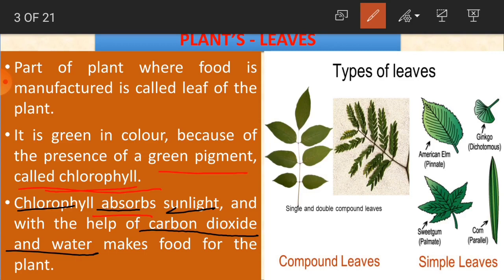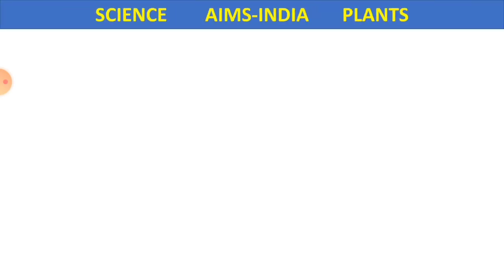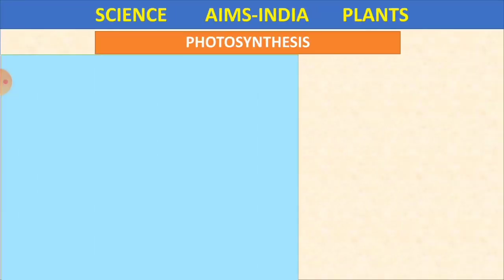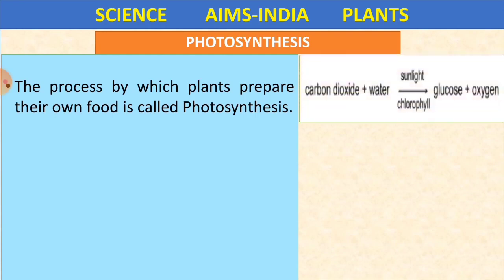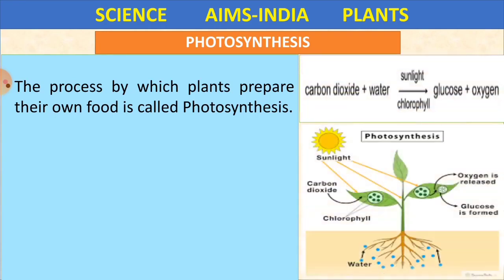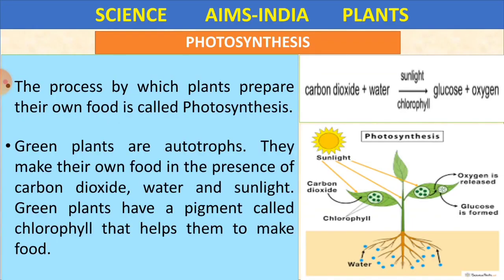And what makes food? Chlorophyll. With the help of the chlorophyll. Okay, children? Understood? Okay. See, here again, what is photosynthesis? The process by which plants prepare their own food is called photosynthesis. So we have mentioned this already, that plants make food through the process of photosynthesis.